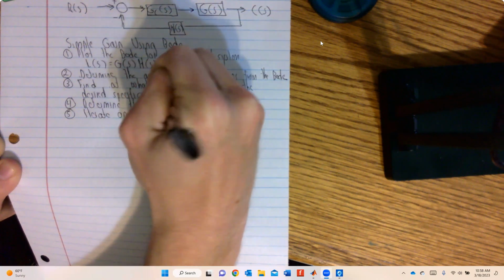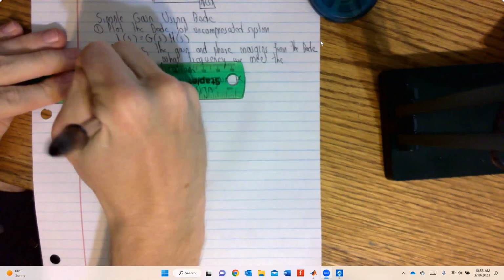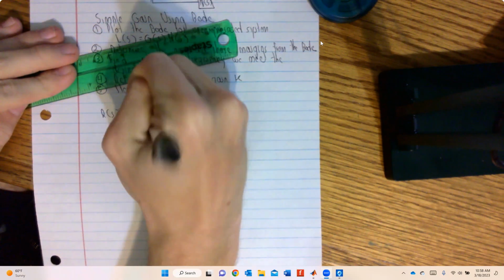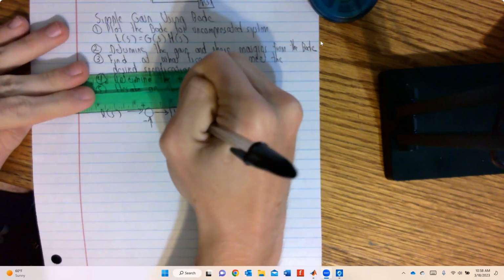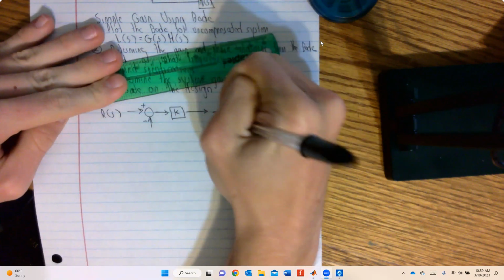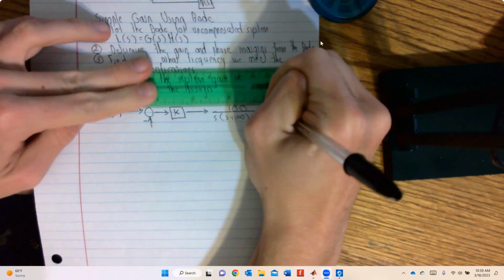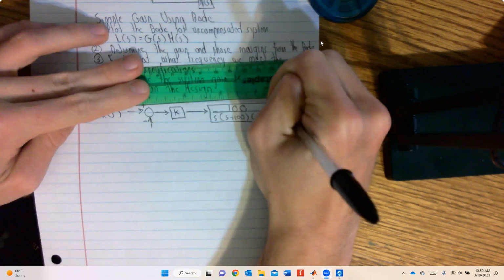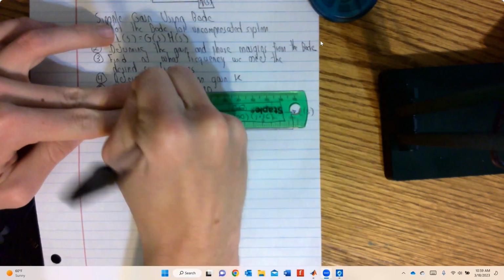So let's do an example to walk through these steps and see how it works. Let's say that we have specifically here an input R of s. Then it goes through a summing block, and we're going to have our K, which is our controller. Then we're going to have 100 over s times s plus 36. So I'm going to write that in here. This is our G of s right here, and our output is going to be C of s. Remember, your output is fed back to your input here.